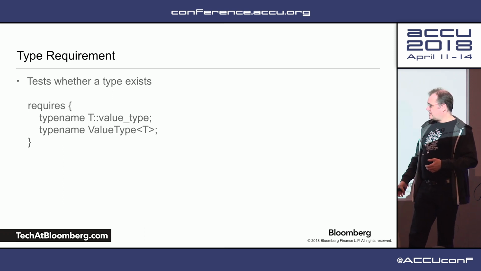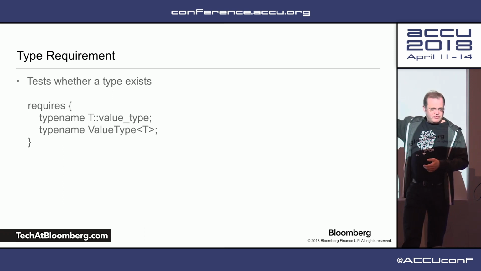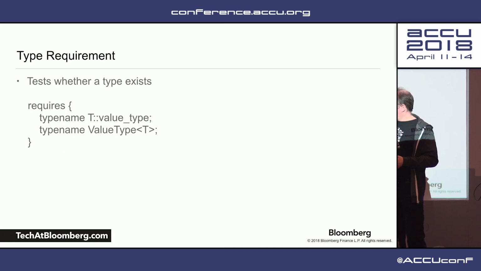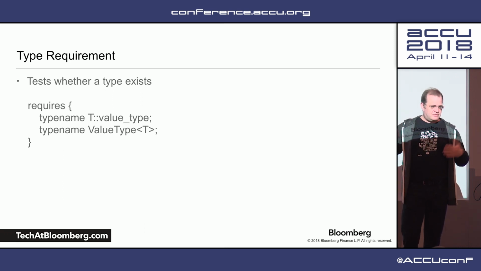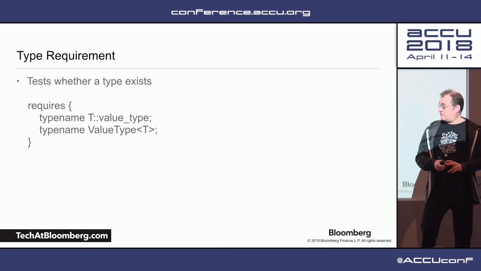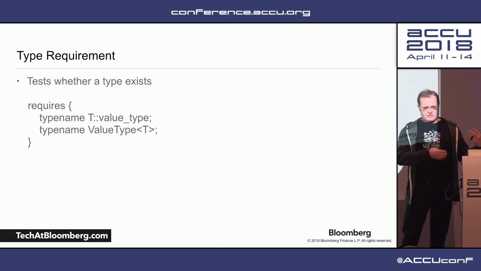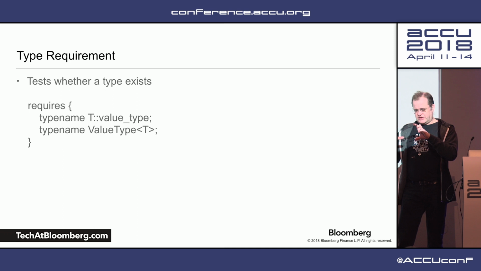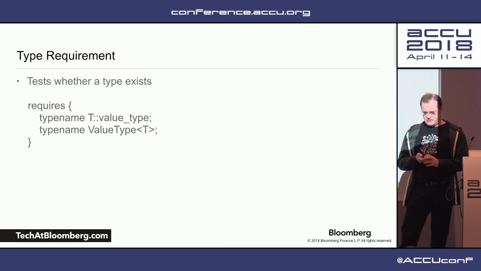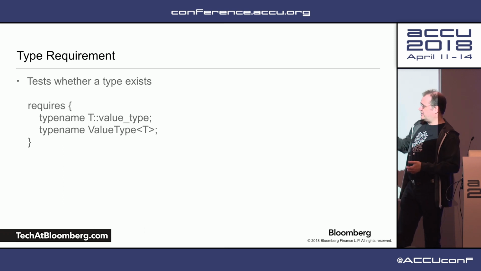And then say typename T::value_type, if that exists, that's fine. Or typename value_type of T, if that somehow exists or doesn't exist, depending on type T. And what that checks is, I think, not just whether value_type of T is actually a thing, but possibly whether it's a defined, complete type or something like that. So there's a number of things that it checks.